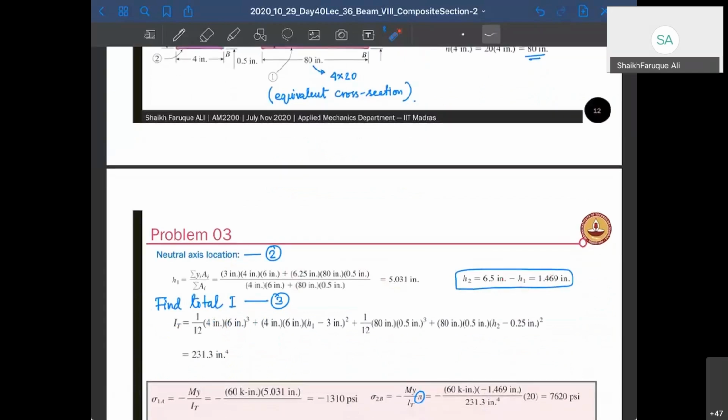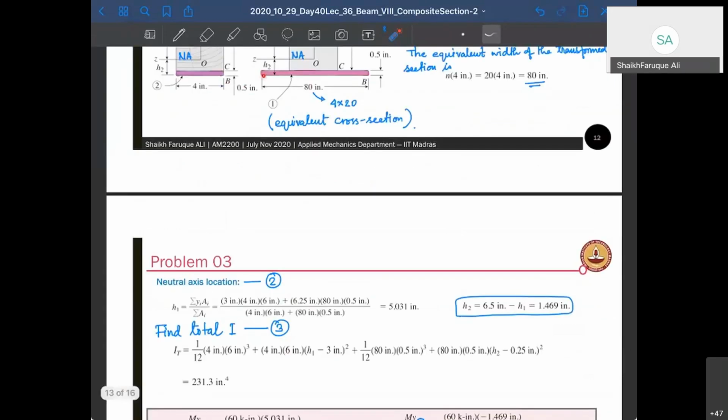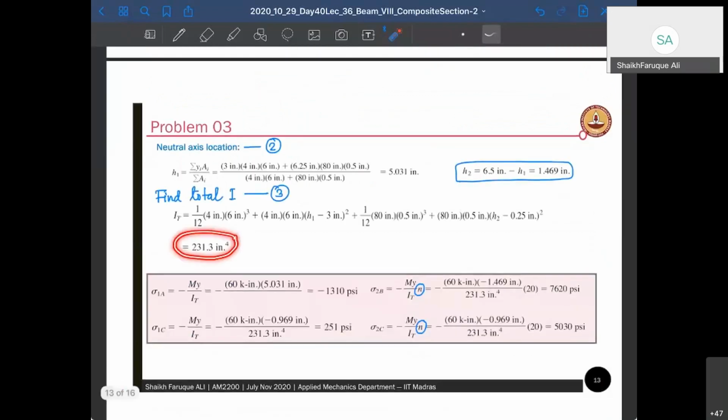Now how do you find the total I? Total I is the total I of the cross section. You know the cross section now. So IT is going to be 1 by 12 bd cubed plus A d square, or d bar square, and here also 1 by 12 bd cubed of the changed profile. So that is 80 is the b and d is 0.5. So finally you get this, and this is also the same as what we got last time. So now getting sigma values is easy. Step 4 is to find the stresses.